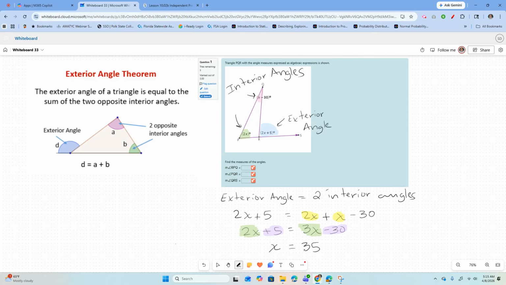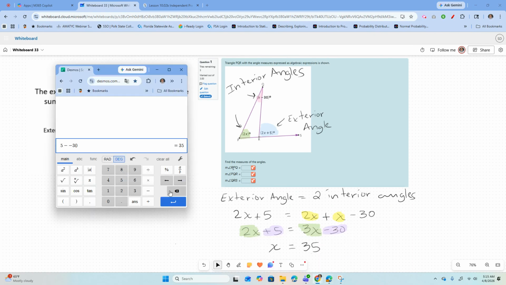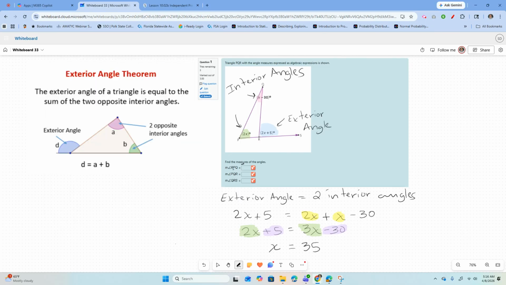Now, once you have the value of x, we can find the three angles. The first angle here is RPQ. Look, the letter in the middle is P. So that means we're in corner P here, and we want to find that angle. That angle says 2x. So use your calculator here. I'm going to take 2 and multiply by x, and my x here is 35. You can see that angle is going to be 70 degrees. So this is 70.